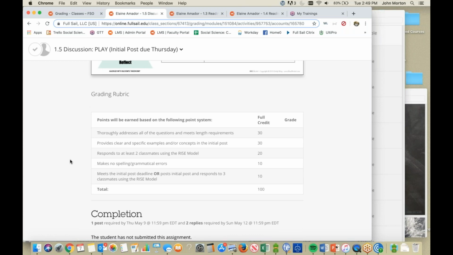The grading rubric is down here for the discussion board. So it says thoroughly addresses all parts and meets length requirements. So that means you are writing full paragraphs and that you've thoroughly addressed all the parts of the question. So we have multi-part questions. Are you addressing each part of that question? If you're not, you're probably going to lose points.